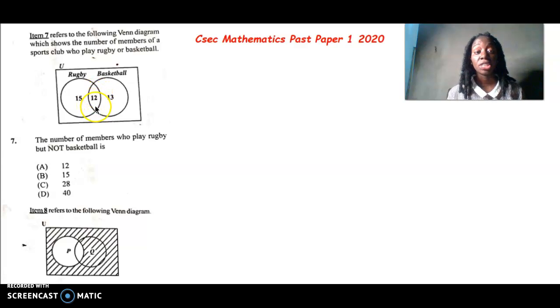Your intersection consists of elements that are common to both rugby and basketball. It simply means that of the total number of members of the sports club, there are 12 members who play both sports. There are 13 who play basketball, and there are 15 who play rugby only. So for question 7, the number of members who played rugby only would be equal to 15. So therefore B is your answer.